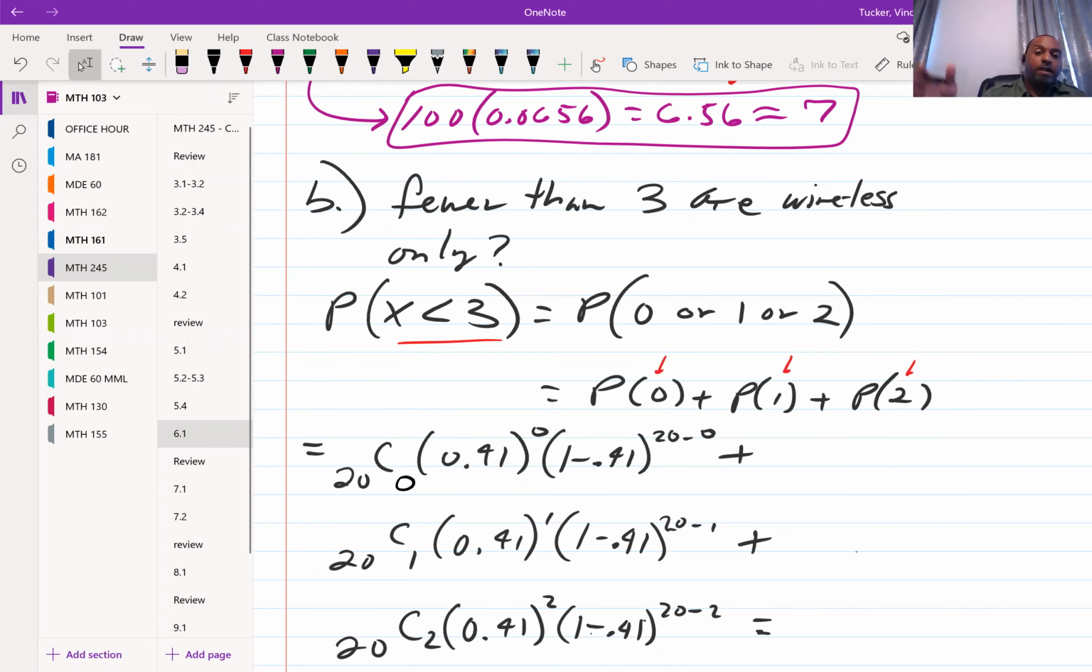And calculating each one of those individually, adding them together gives you 0.0028.